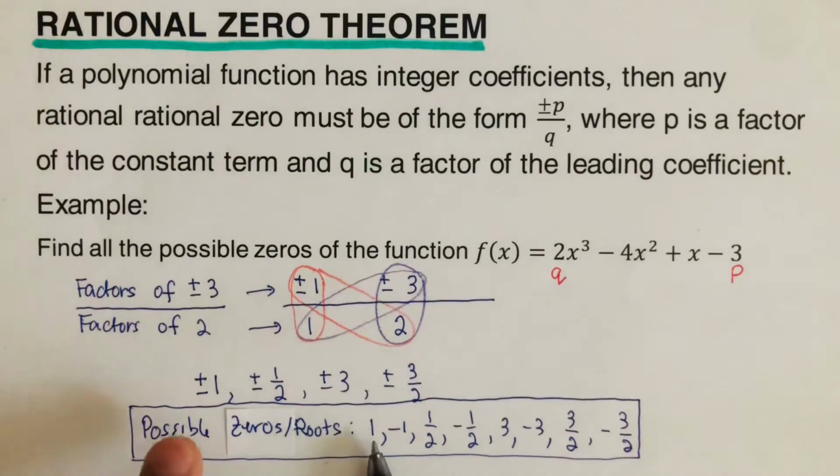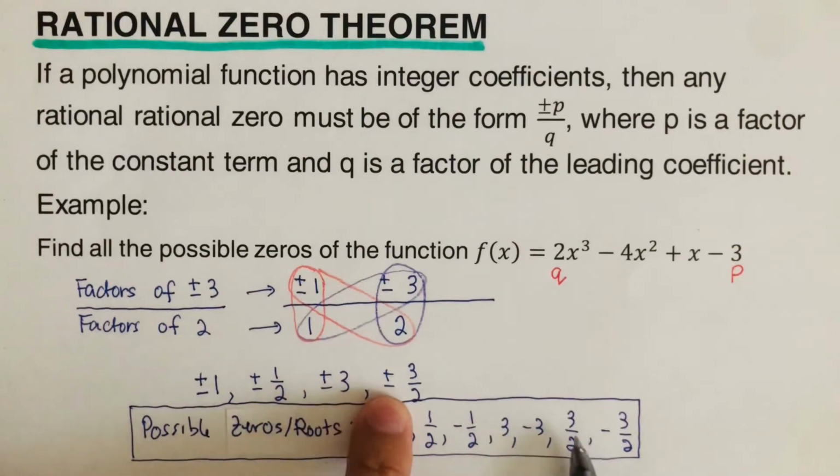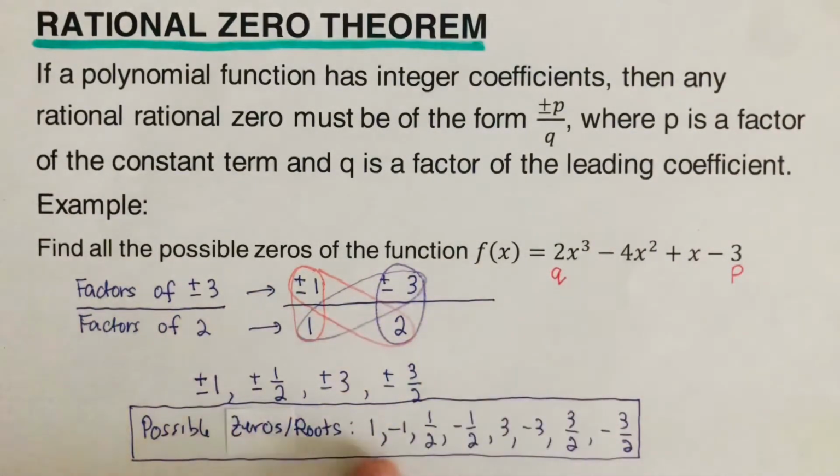So I have both positive and negative 1, I just separated it, and then we have a positive 1/2, a negative 1/2, positive 3 and negative 3, then we have positive 3 halves and the negative 3 halves. So this function will have these possible zeros.